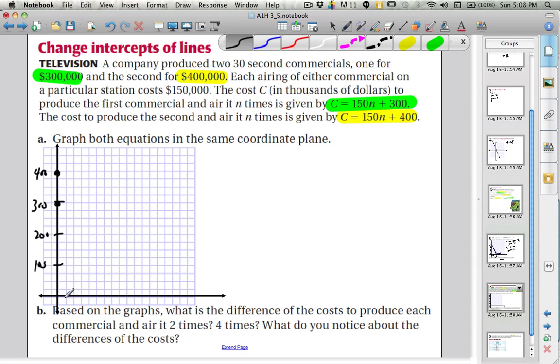Maybe again, if we go by hundreds, 1, 2, 3, 4, that's 100. 1, 2, 3, 4, that's 200. 1, 2, 3, 4, that's 300. There's a nice balance to that in terms of the scales being the same. So if I go 150, oh, no, my mistake. I'm laying this all out wrong. This scale is the number of times it airs.